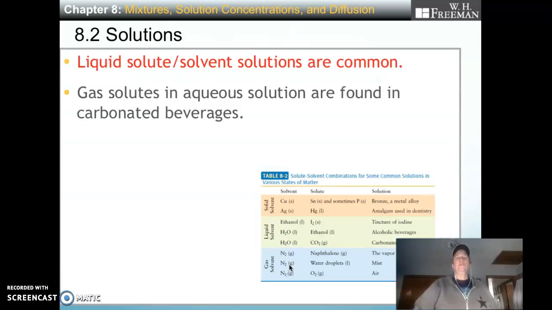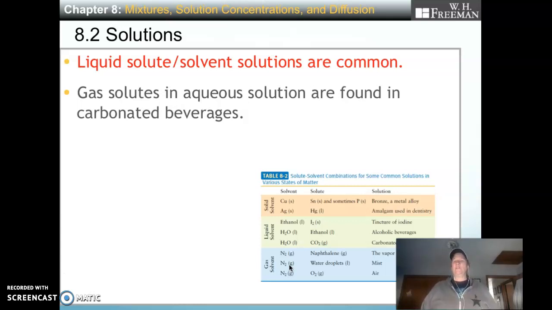Okay, solutions, again, we have liquid, solute, solvent. The most common is where you have a liquid and a solid. That's the most common. But you can have a liquid solute and a liquid solvent. That's very common as well. You can have gas solutes.